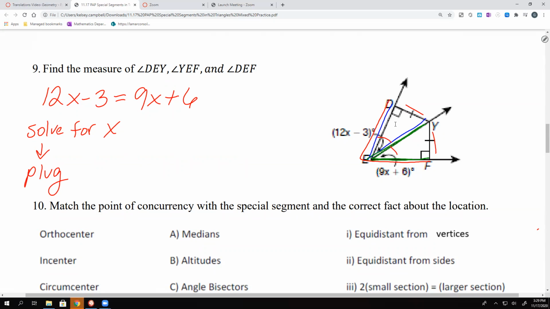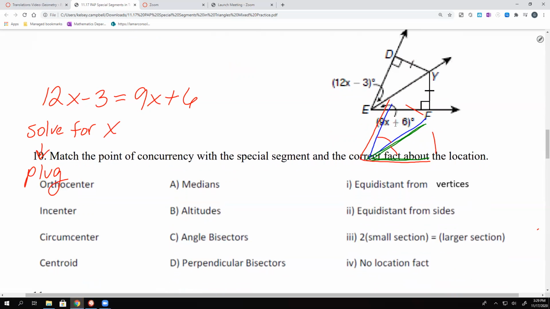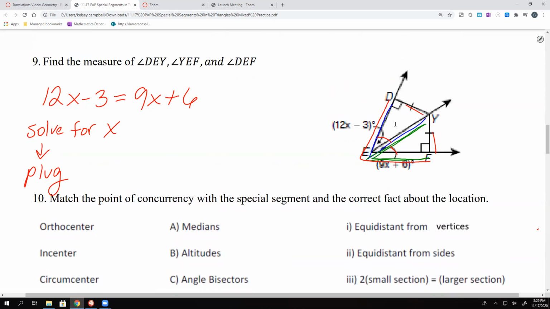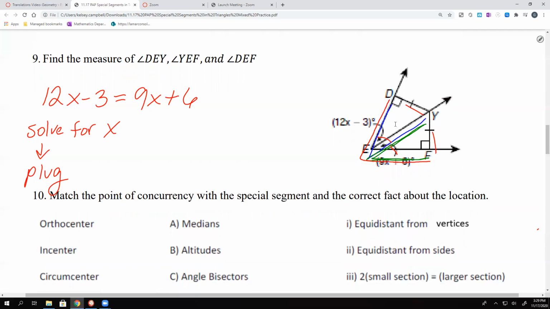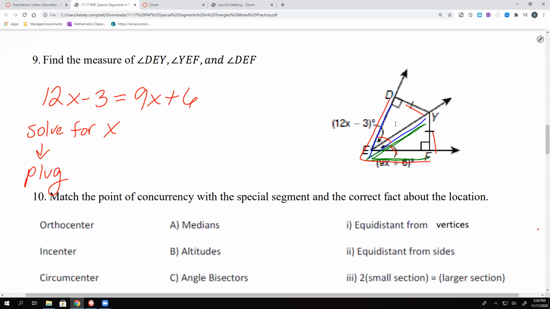And then to find the whole thing, you just take one of them times 2. Times 2, because we're getting bigger. We're going to multiply by 2. So like, what if I did 12x minus 3 equals 90? That one's not 90 there. You do that when it's an altitude on the triangle.